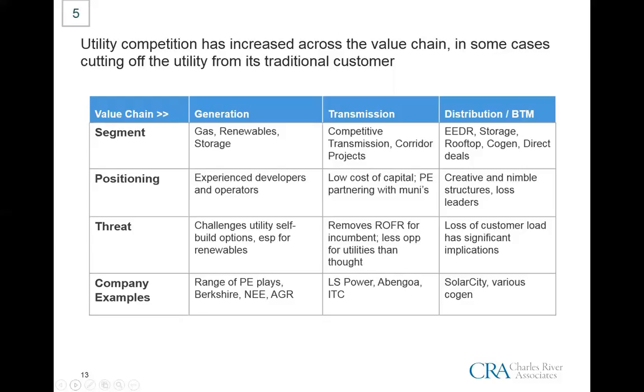And then finally, distribution behind the meter, obviously a segment where you're seeing a lot of activity and creative and nimble structures and companies willing to be loss leaders, which loss of load has significant implications. So the point is going back to the original slide that talked about the full impact here. There's 5 important drivers that, from our perspective, are driving significant additional earnings risk to utilities.